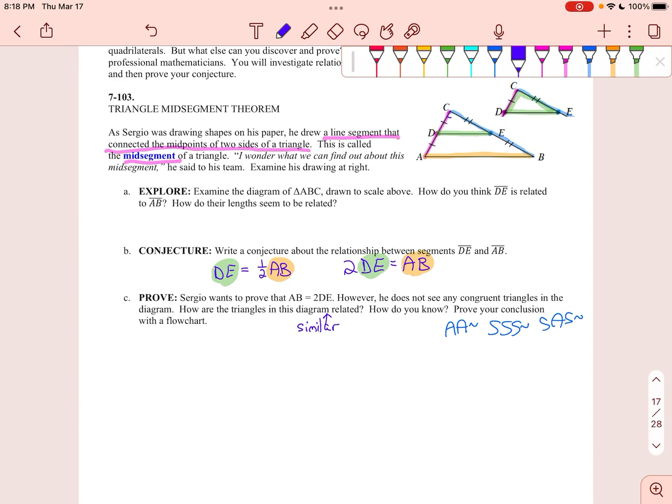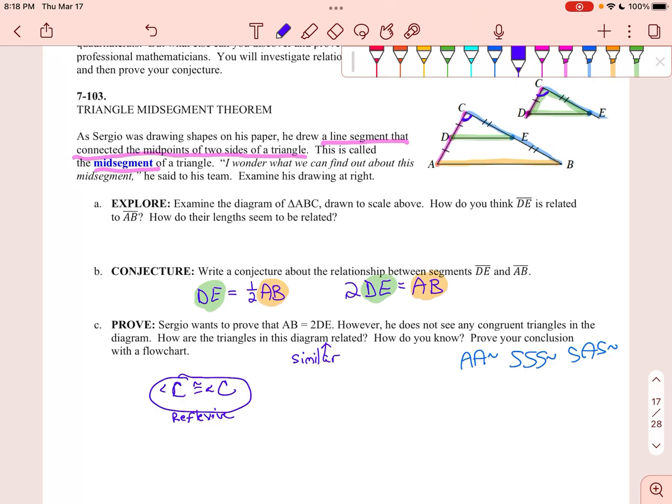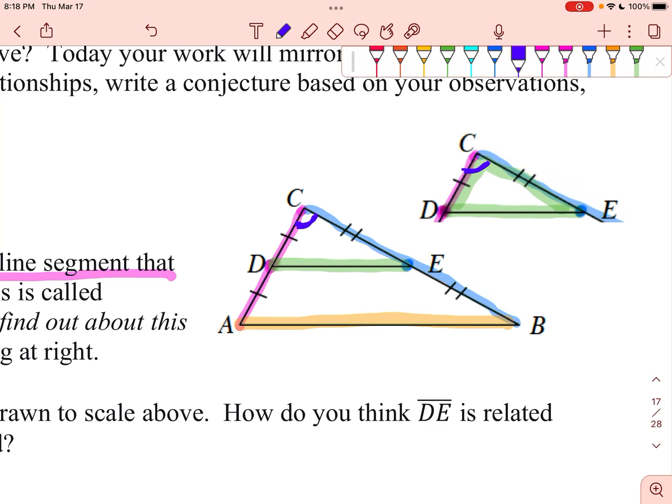And I do see that angle C, and I'll mark it in the larger triangle, is equal to angle C in the smaller triangle. So I'm going to write that down as my piece of information. Angle C is congruent to angle C. And I knew that because they're the same angle. It's also called the reflexive property. Okay, so I have a pair of angles. I don't have any other angles. They did not tell me that the lines are parallel to each other, so I don't know if corresponding angles are congruent to each other, but I do see some tick marks.